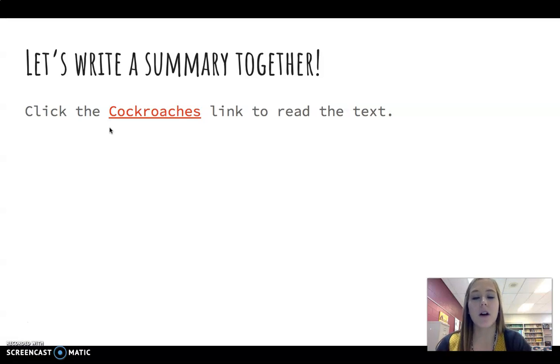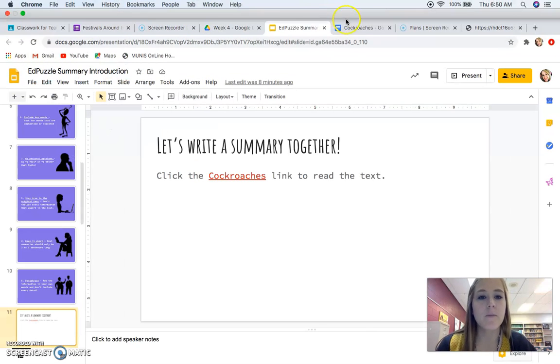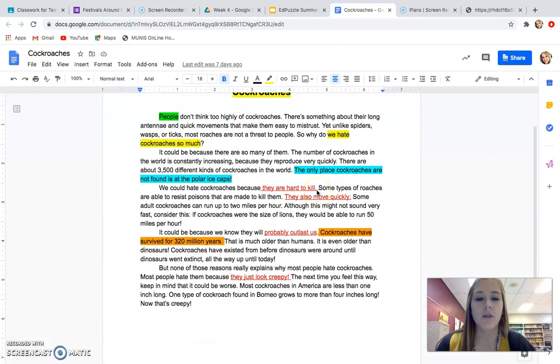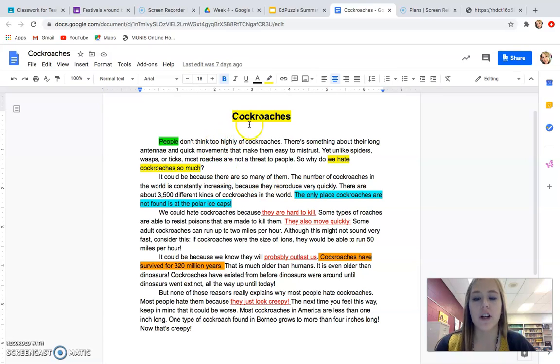Okay, so now that we've talked about the 5 rules of summarizing, we're going to look at an example together. We're going to read this article about cockroaches. And you're going to see that some things are highlighted. As we're going through this, I'll talk about why these things are highlighted.